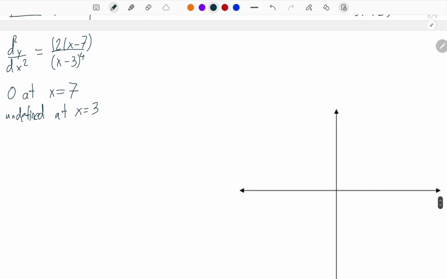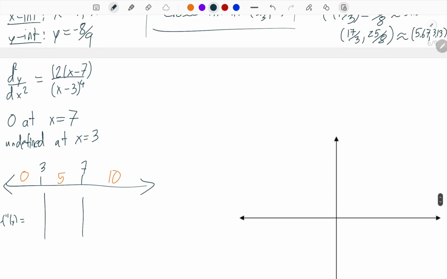So again, let's make one last number line. Put in 3, put in 7, test out some values, just to see what the sign is. So f double prime of x is going to equal, and let's test things out. Putting in 0, you have 12, which is positive, times 0 minus 7, which is negative, over 0 minus 3 to the power 4, though. So the denominators are always going to be positive. So we have a negative answer there. Okay, plugging in 5, 12 is positive, 5 minus 7 is negative, over a positive. So again, negative. And then the last part, plugging in some big number, everything's going to be positive then. So the answer is positive.